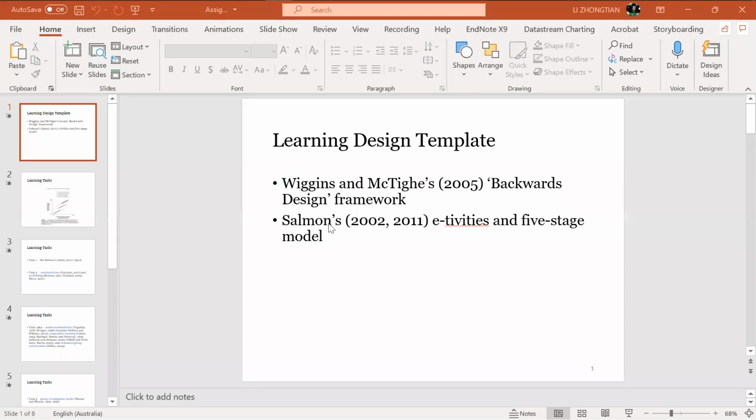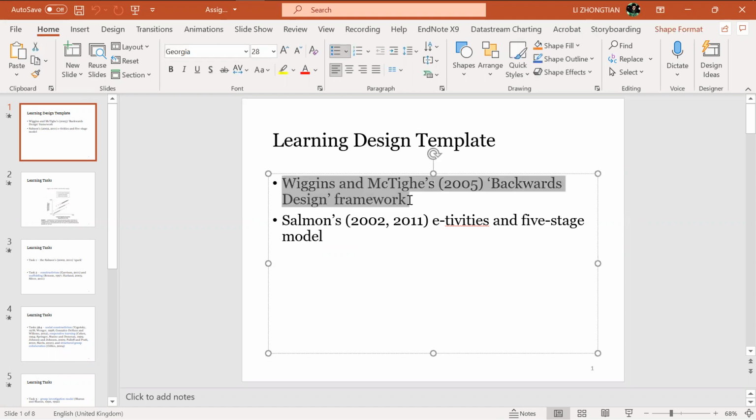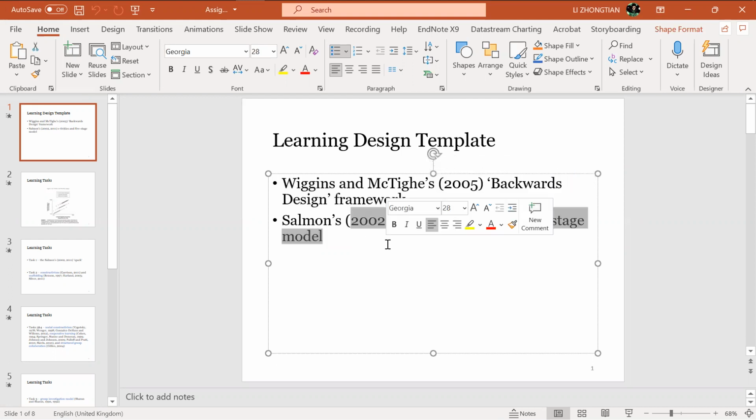In creating my learning design template, I follow the Wiggins and McTighe 2005 backwards design framework. So I identified a learning outcome followed by an assessment method and a series of learning tasks. In designing the sequence of learning tasks, I largely follow the activities and five-stage model.